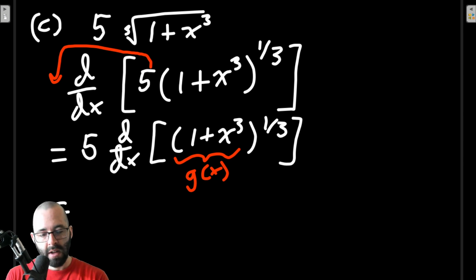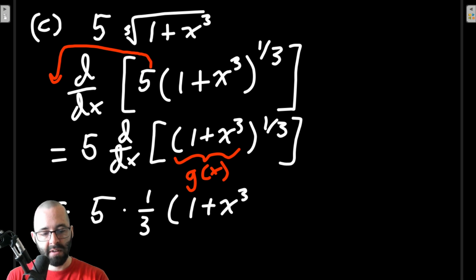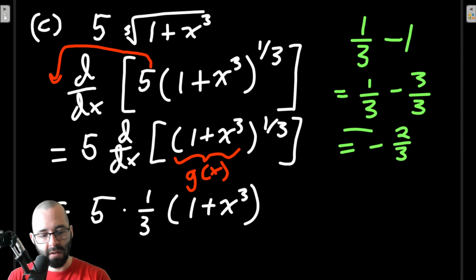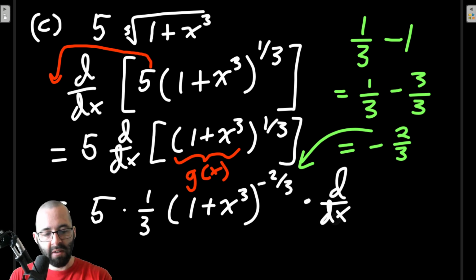All right, so this becomes 5 times the derivative. We use the general power rule. The exponent comes down, the g of x stays the same, and we subtract 1 from the exponent. Remember, maybe you want to go off to the side: what is 1/3 minus 1? Well, get a common denominator. That's 1/3 minus 3/3, which is negative 2/3. That's our new exponent. And then always remember to multiply by the derivative of your g of x. And this was our g of x.